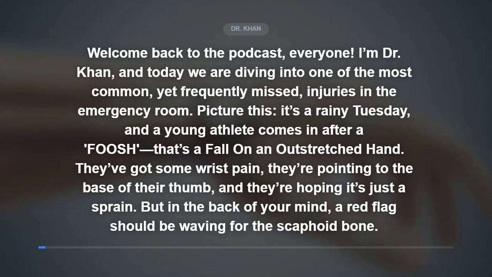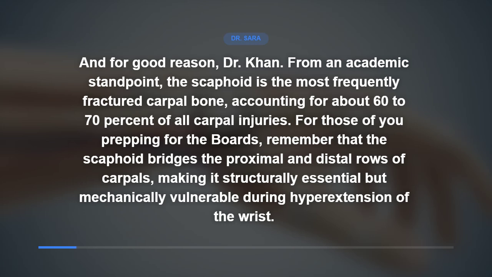I'm Dr. Khan, and today we are diving into one of the most common yet frequently missed injuries in the emergency room. Picture this. It's a rainy Tuesday, and a young athlete comes in after a FOOSH. That's a fall on an outstretched hand. They've got some wrist pain, they're pointing to the base of their thumb, and they're hoping it's just a sprain. But in the back of your mind, a red flag should be waving for the scaphoid bone.